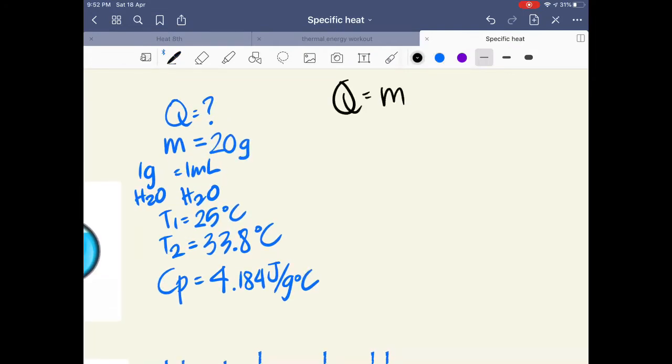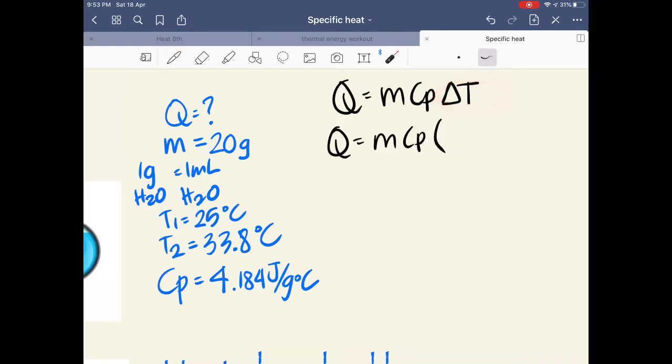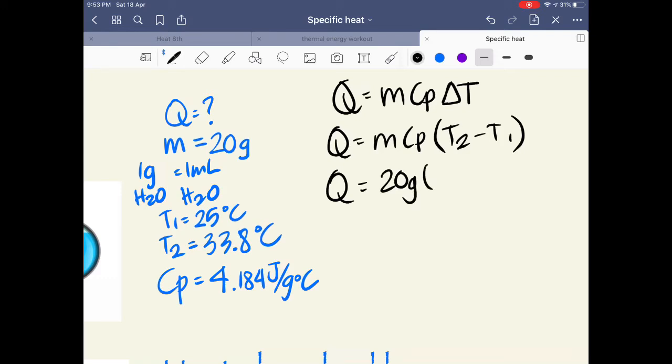Heat equals mass times specific heat times delta of temperatures. Let's remember that in this part right here, I don't want negative numbers. So I'll put temperature 2 minus temperature 1 to get a positive number. So we have heat equals 20 grams times 4.184 joules over grams per degree Celsius times 8.8 degrees Celsius.